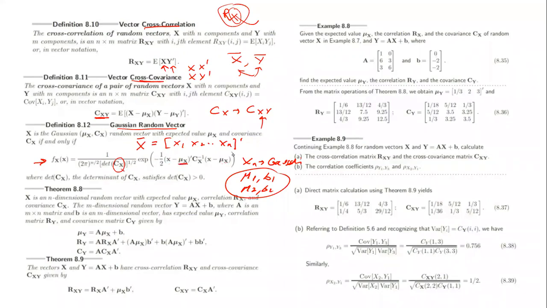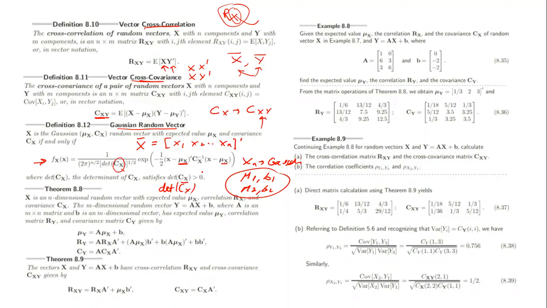Here we can write the joint CDF. Here, by the way, we have the determinant of CX, which, as you know from matrix algebra, is how to calculate the determinant of a matrix.